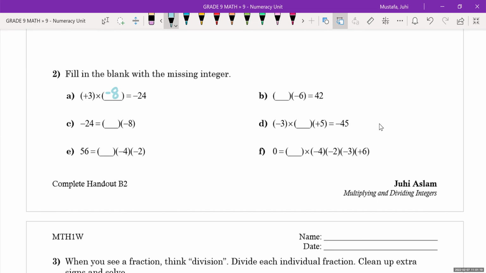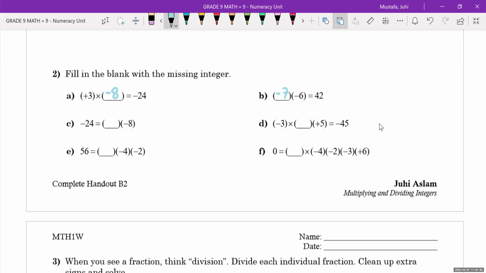Let's go to question B. Abisha? Question B? Good job. -7, because 6 times 7 is 42. Negative times negative is positive. Tayshawn? What was that again? Positive 3. Good job. Yeah.